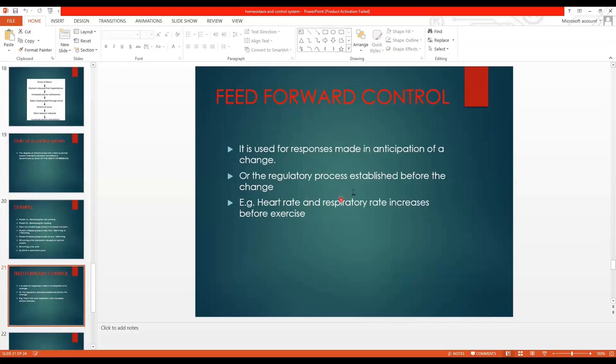What is the significance of feed forward control? It prevents your body from any damage because it will sense the change before. So the body will react accordingly. So it is a protective phenomenon.